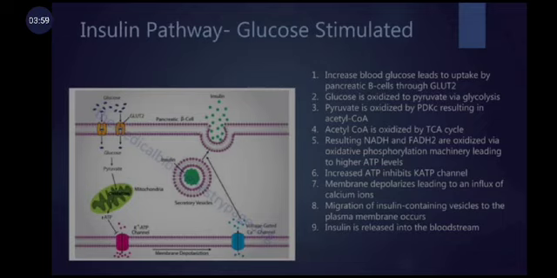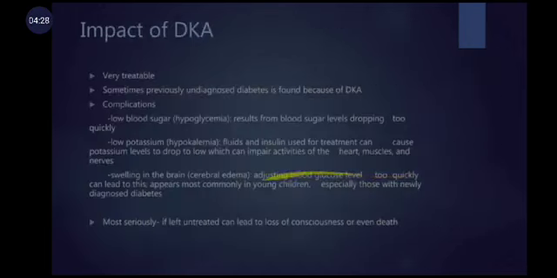The result is NADH and FADH2, which are oxidized via oxidative phosphorylation, and increased ATP inhibits the potassium ATP channel. The membrane depolarizes, leading to an influx of calcium ions and the migration of insulin-containing vesicles to the plasma membrane, and finally insulin is released into the bloodstream.